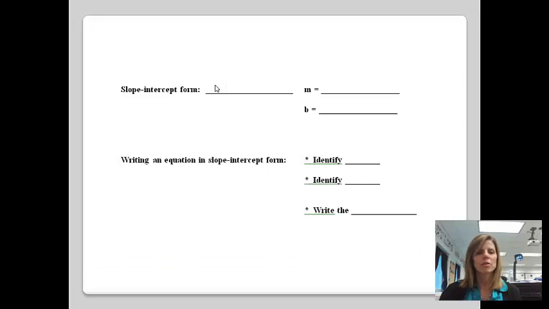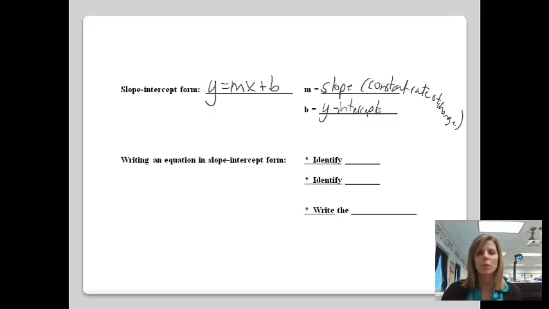All right, slope-intercept form, hopefully you remember, is just y equals mx plus b. And if you recall, the m stands for the slope, or the constant rate of change that's going on in the problem. So what is the problem going up by or down by? And then b, if you recall, is just the y-intercept. Where does the problem start?